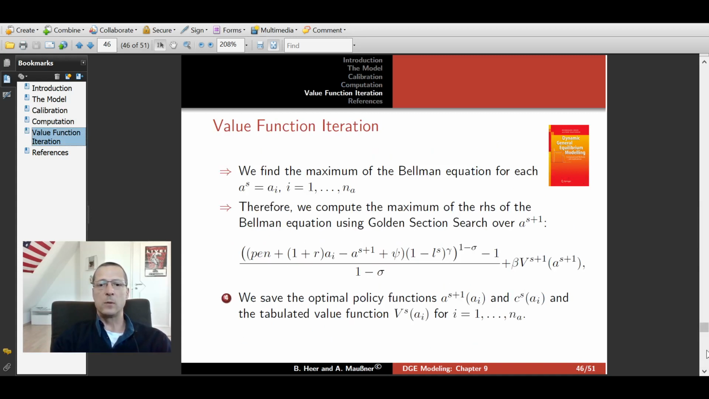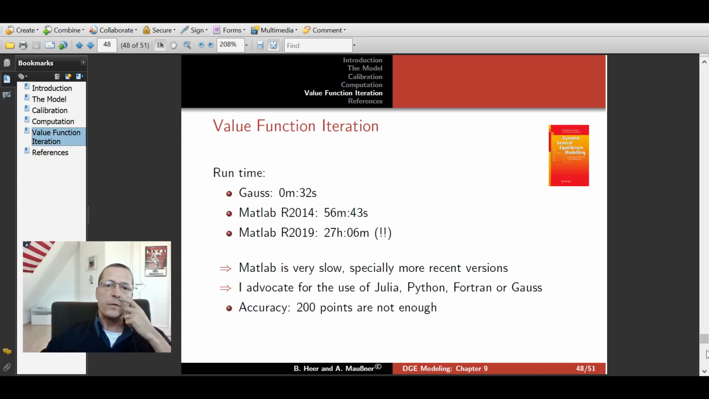So let us look at our results here. First, let me comment on the runtime. With GAUSS, the computation with 200 grid points needs 32 seconds. If we increase it to 2000 grid points, it goes up to approximately 2 to 3 minutes.